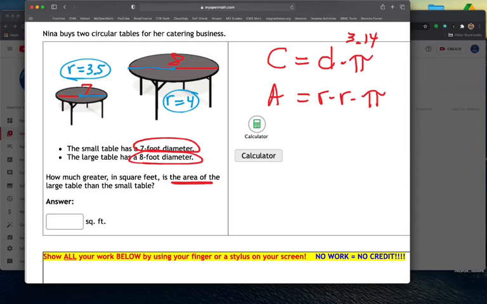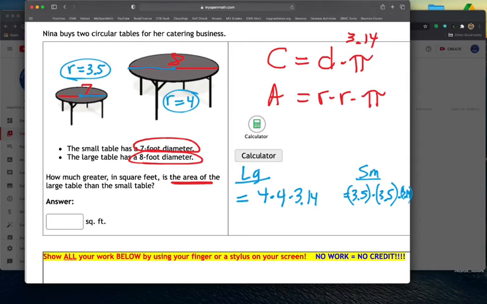Now that we have what we need, we should be able to find the area of both of these circles. So for the large circle, we're going to have 4 times 4 times 3.14. And for the small circle, we are going to have 3.5 times 3.5 times 3.14.